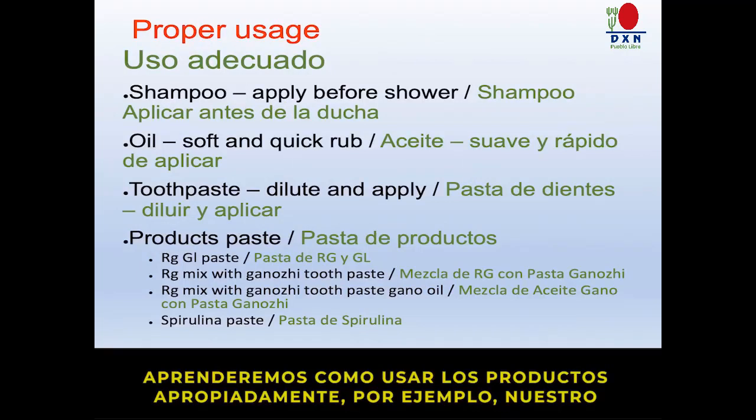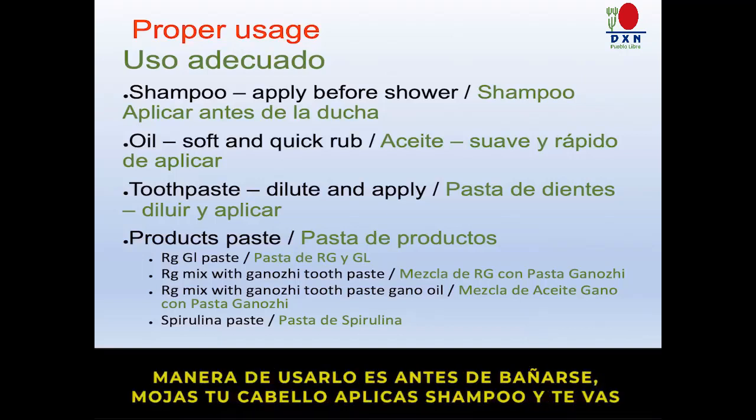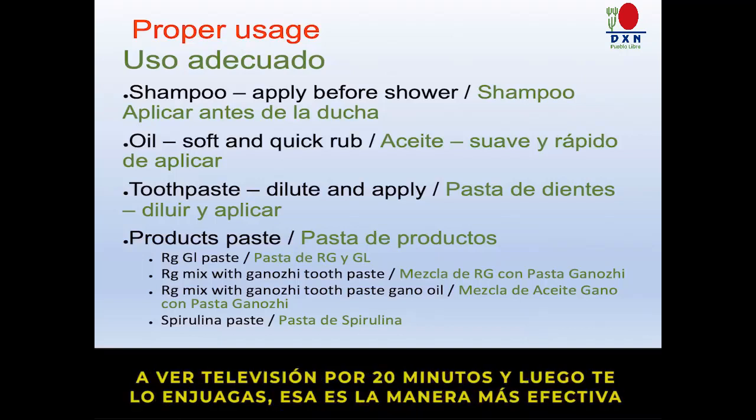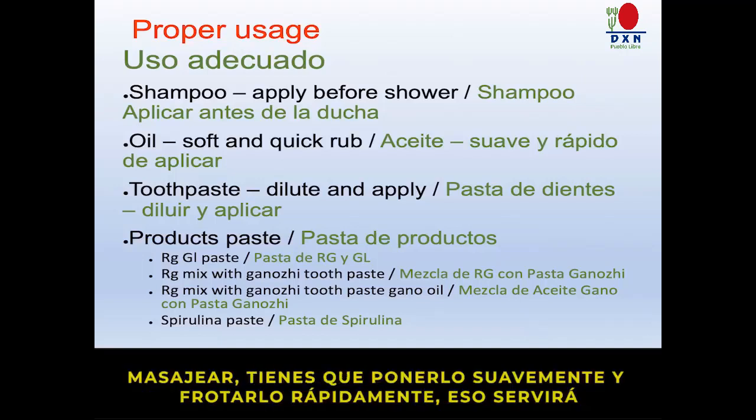You should also learn how to use the products properly. For example, a shampoo: what's the best way to use a shampoo? Actually, the best way is before showering, you wet your hair, apply the shampoo, and then go and watch television for 20 or 30 minutes. After that, you go and wash it. That is very effective for the hair. Then for oil, you apply it, you don't need to use any strength to massage. You put it on softly and rub it quickly, and that will do.